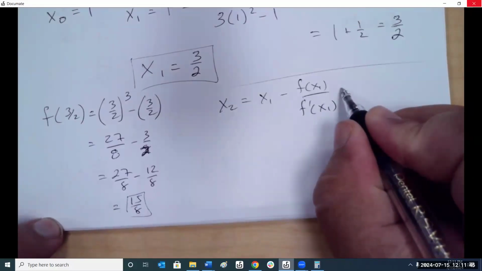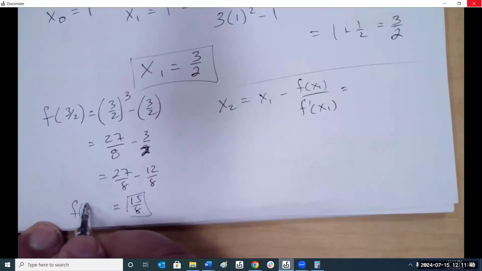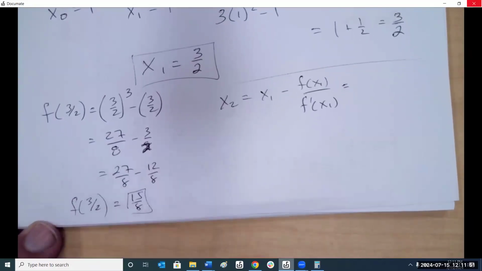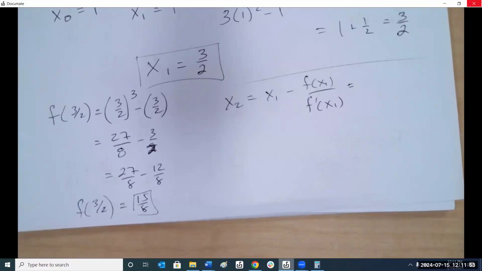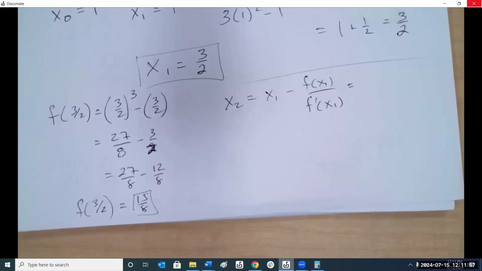15/8 is x fixed, right? Well, that's my f value. So this is going to be close to 2, it's 1.8, 1.9. We're going to keep on going until we get closer to 0.